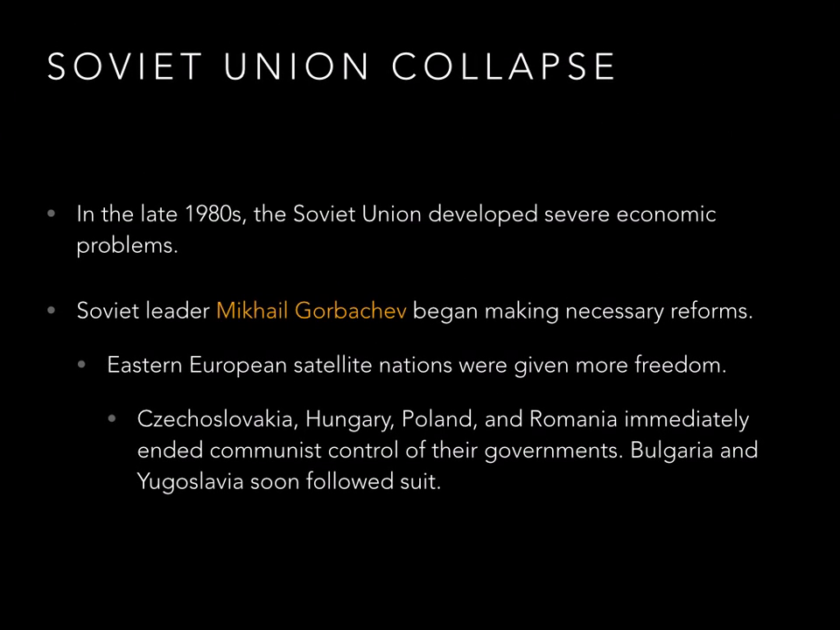Soviet Union collapse. In the late 1980s, the Soviet Union developed severe economic problems. Soviet leader Mikhail Gorbachev started to make some necessary economic and political reforms. One of the things he did was to give Eastern European satellite nations more freedom. Immediately, countries like Czechoslovakia, Hungary, Poland, Romania decided to end communist control of their governments. And later, Bulgaria and Yugoslavia followed suit.